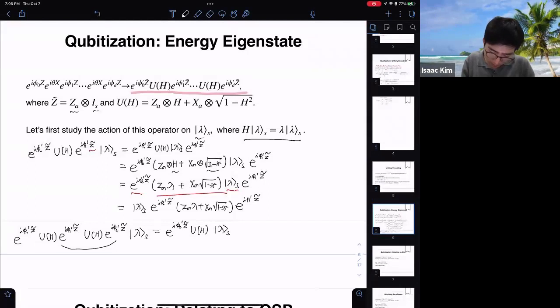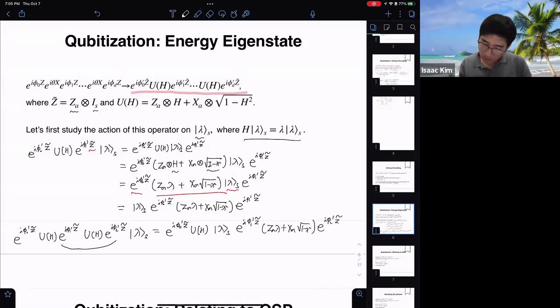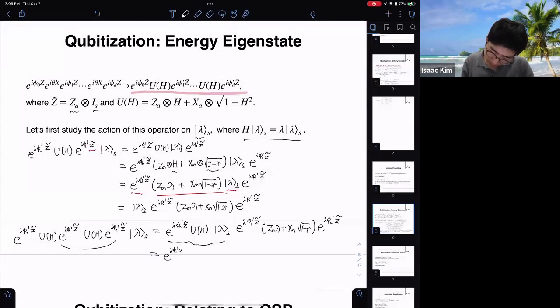And to get lambda S, and then what is this thing? You get e to the i phi 0 prime, phi prime Z tilde, ZA lambda plus XA square root of 1 minus lambda squared. You get that. And again, you apply this U of H to the energy eigenstate lambda, and then what you're going to get is, surprise, surprise, ZA lambda plus XA square root of 1 minus lambda squared.